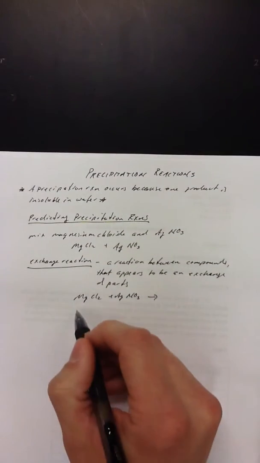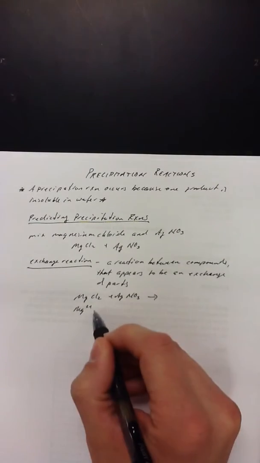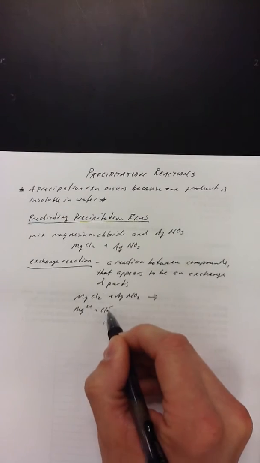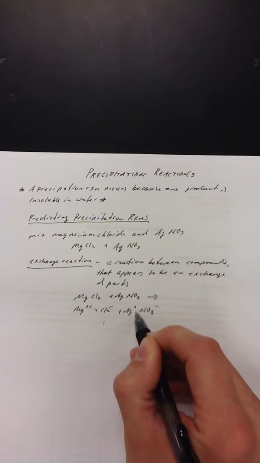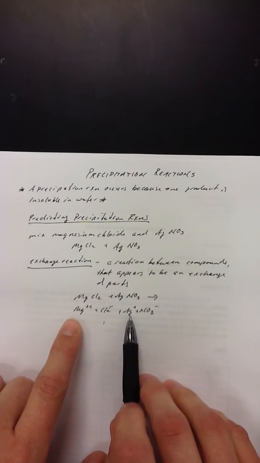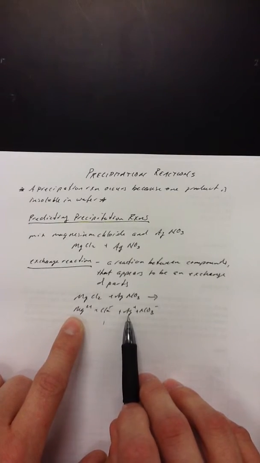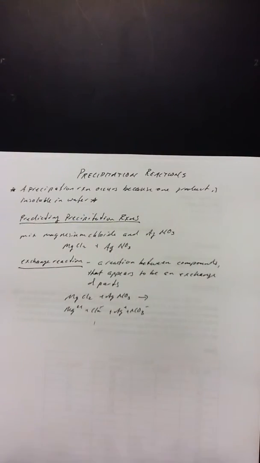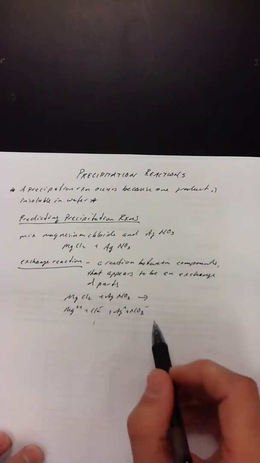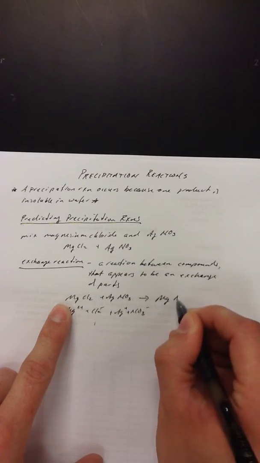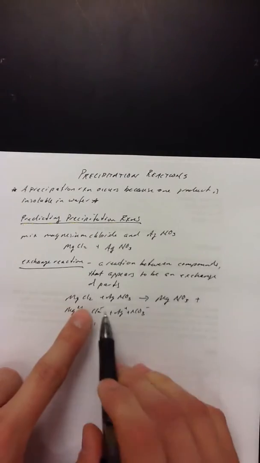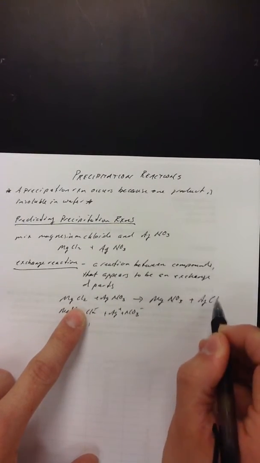If we were to split this up into its ions, we'd get Mg2+ and Cl-, and Ag+ and NO3-. We notice that these ions, these anions, are going to switch places. So we're going to make the assumption that this actually takes place. So our products are going to be magnesium and nitrate, and silver chloride, which would be this theoretical reaction if it actually takes place. So this is potentially what we could get.